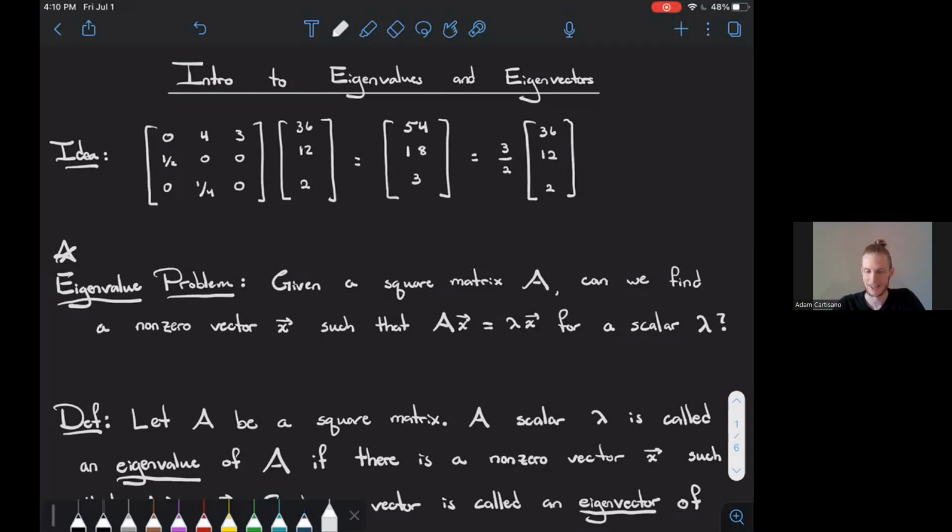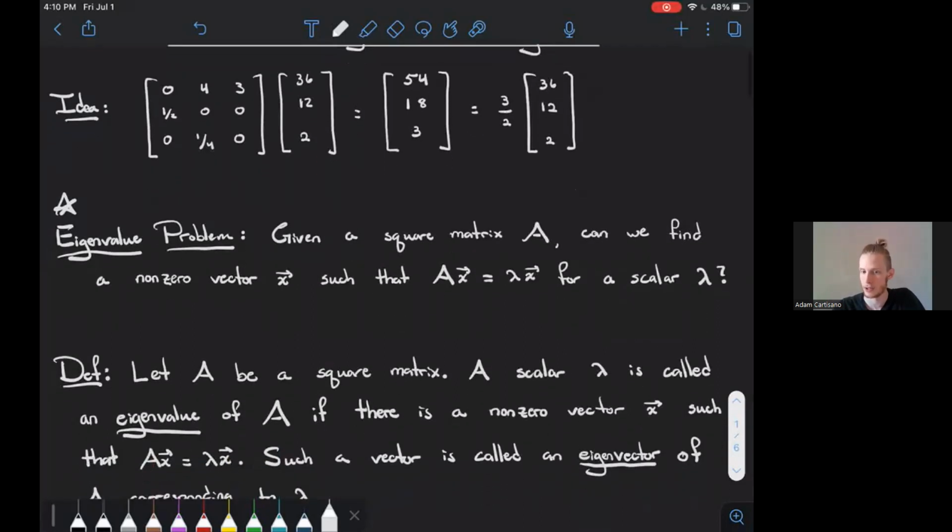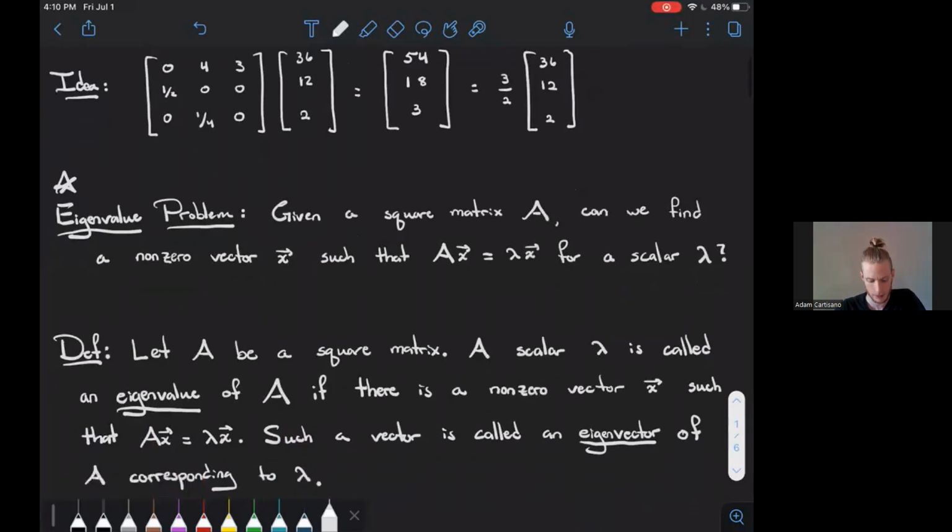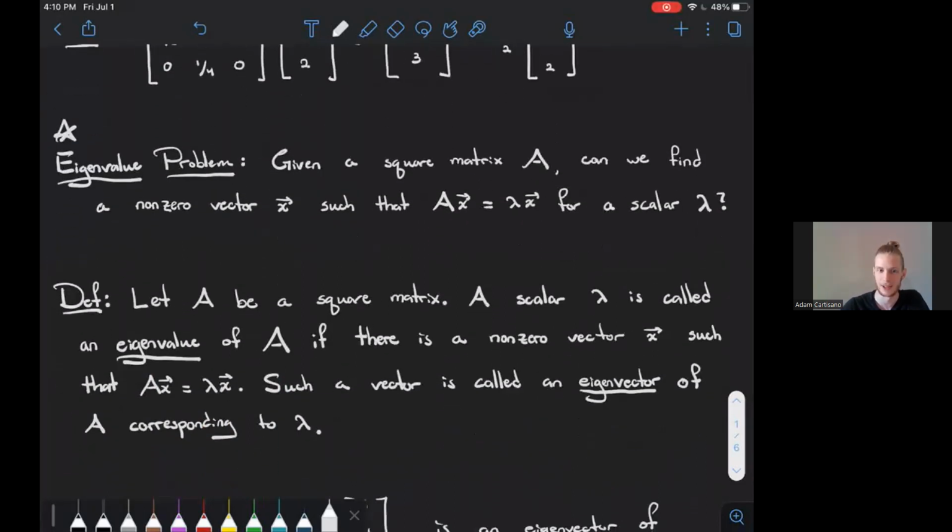Okay. So let me give you a definition. This definition is going to sound very similar to the eigenvalue problem because it's the definition of an eigenvalue. Let A be a square matrix. A scalar lambda is an eigenvalue of A if there is a non-zero vector x such that Ax is equal to lambda x, this equation that we just were asking about. And we call that vector an eigenvector corresponding to lambda.